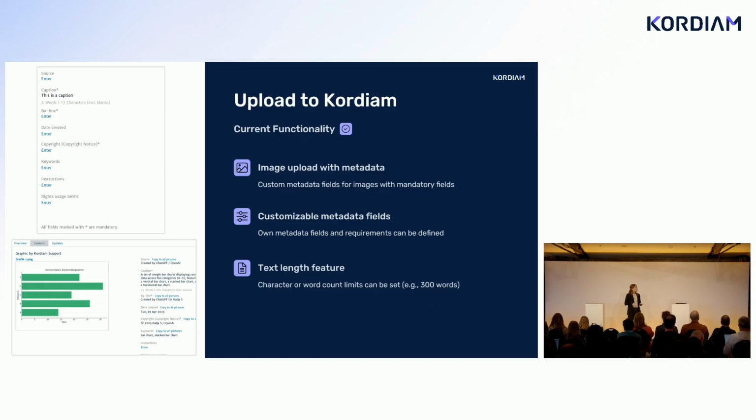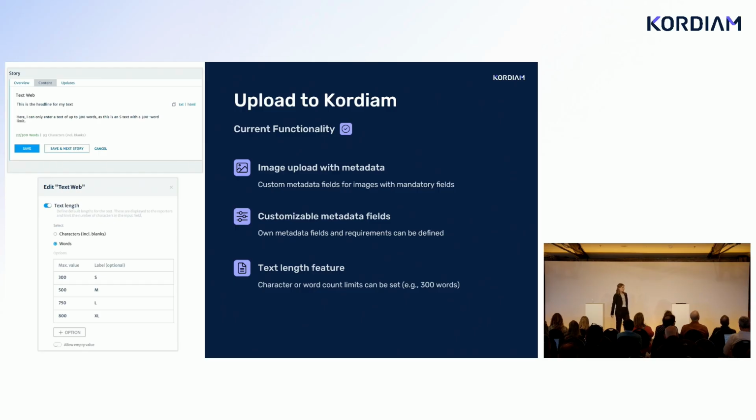And now just to complete the features that can help you receive the content in a standardized way is our text length feature. So it's pretty simple, straightforward, so you can basically just limit the amount of characters or words someone can introduce and make sure that if you want a 300 words article, the reporter will only hand in 300 words. So these functionalities exist within Kordiam, so if you want to use them, do it or reach out to us in order to help you.